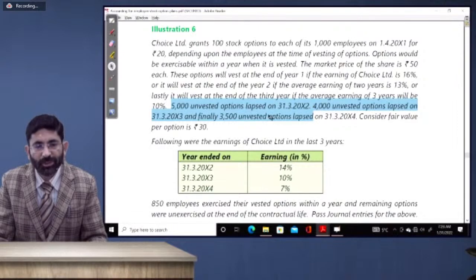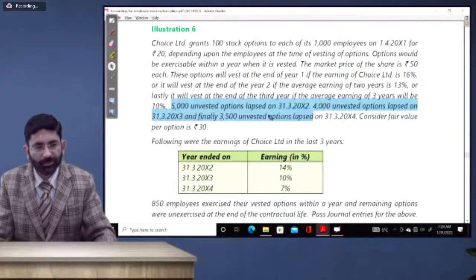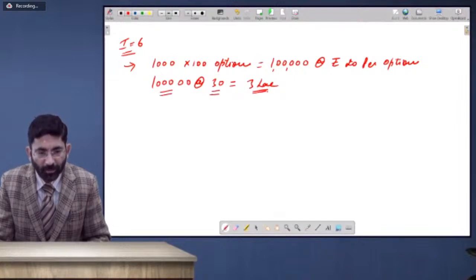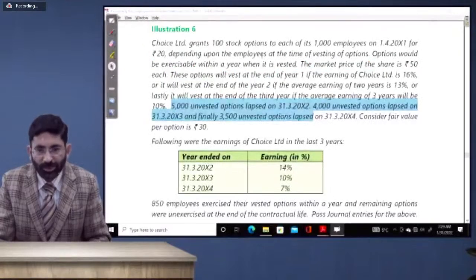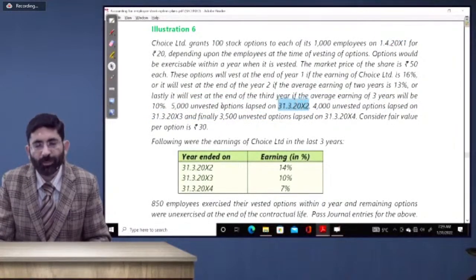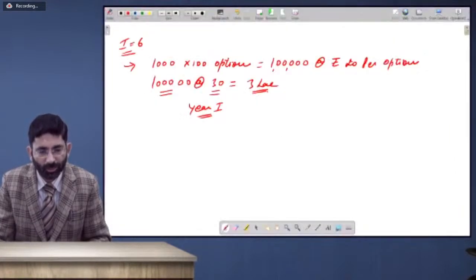So let's take it year by year. We have planned to issue 1 lakh shares and suffered a loss of rupees 30. But at the end of year one, what will happen? We have planned this option on 1st of April 2011. Now in 2011-12, that is on 31st of March 2012, 5,000 unvested options lapsed. That we have to work out.